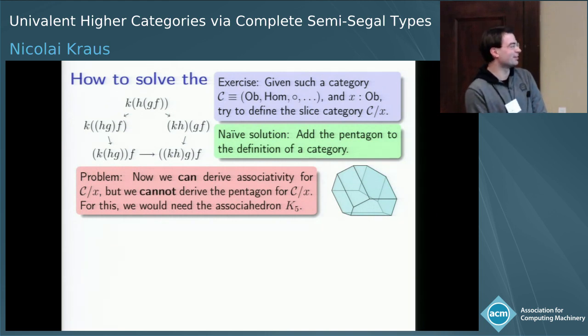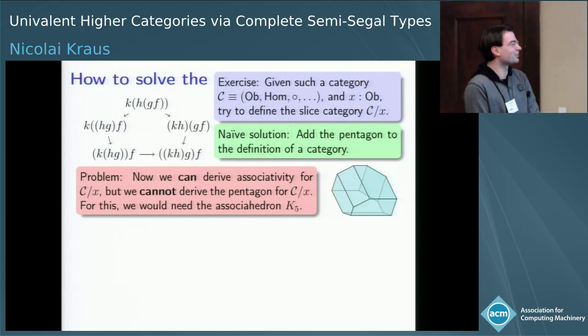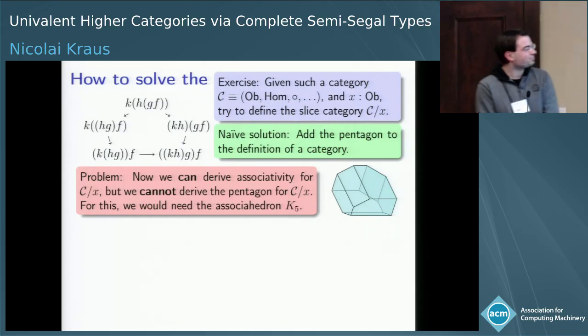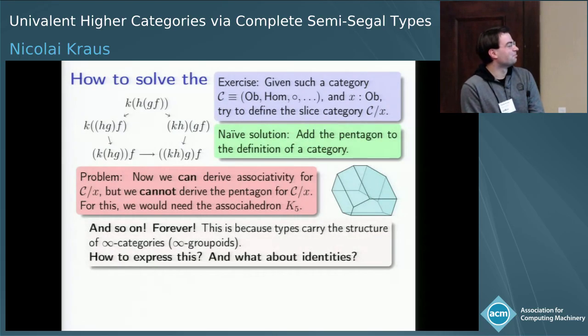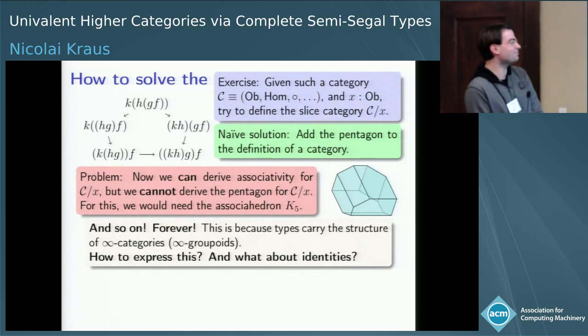But the problem is that now we would also want to prove that the slice category is a category which now has this pentagon. So we would like to derive this pentagon equation, which now unfortunately we again cannot do. And in order to do this, we would need the next coherence datum, which is this Stasheff polytope K5. And yeah, so we could go on like this, but I think at this point it's already quite plausible that this will take a long time.